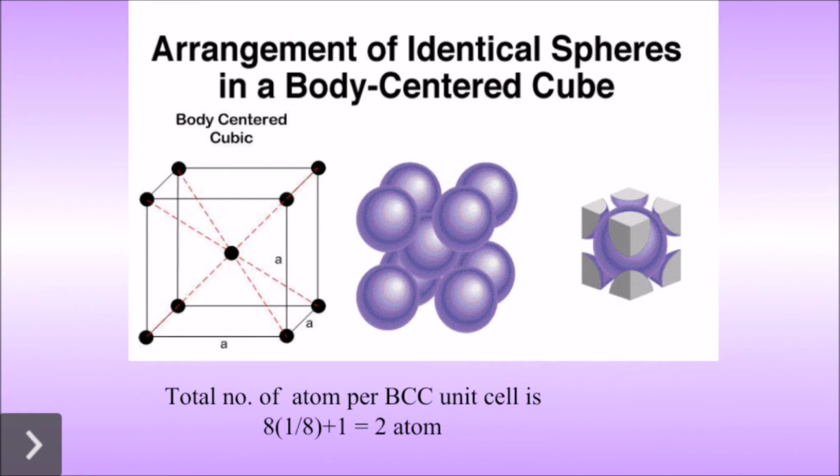In the body centered cubic, we can conclude that there is 1 atom inside the unit cell. It is the same arrangement as the simple cubic. There are 8 corner atoms which each contribute 1/8. So 8 into 1/8 plus 1 atom in the center of the unit cell. So in the body centered cubic there are 2 atoms in the unit cell.